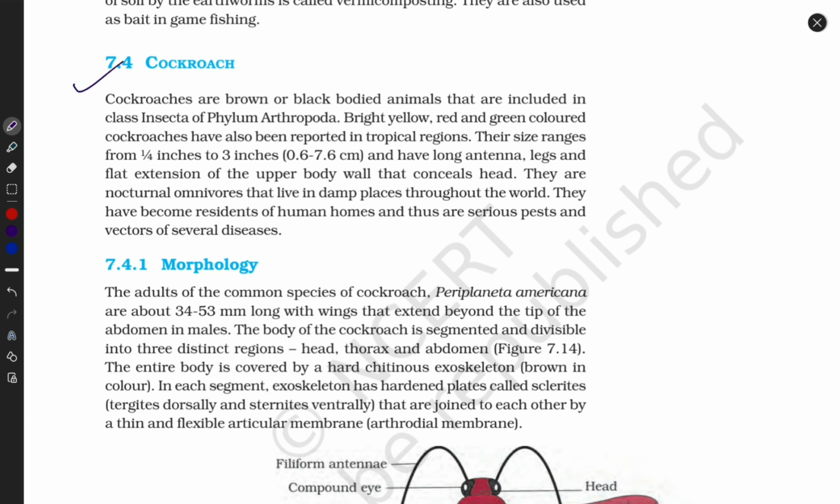So let's start with cockroach. Guys, cockroach belongs to our largest phylum. We call it Arthropoda. Yes, Arthropoda is the largest, and the second largest is Mollusca. Now their class is what? Insecta. Phylum is what, guys? Arthropoda. And class is what? Insecta. Clear, guys? This is clear.